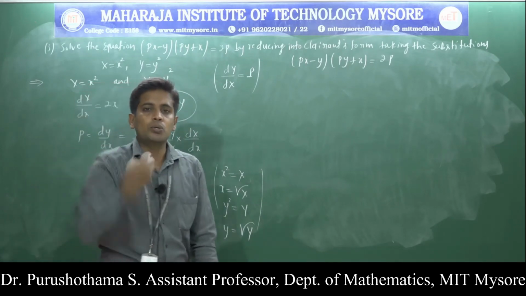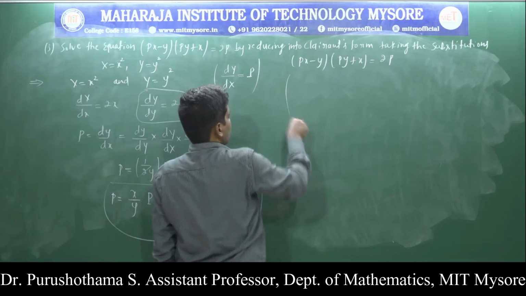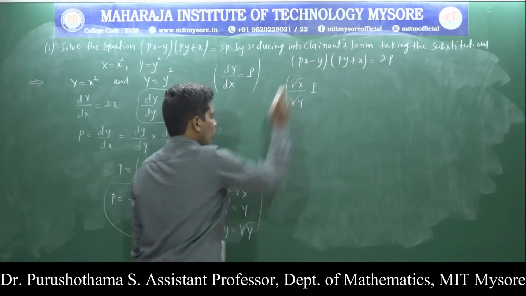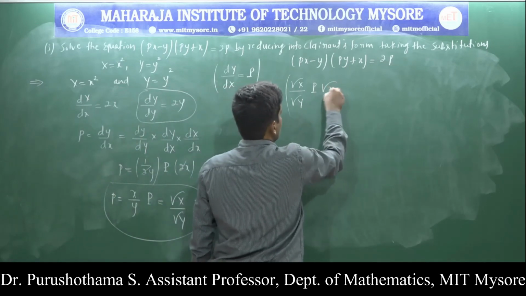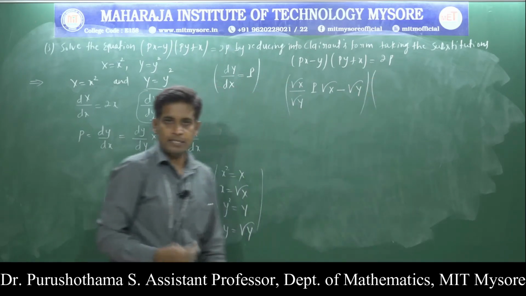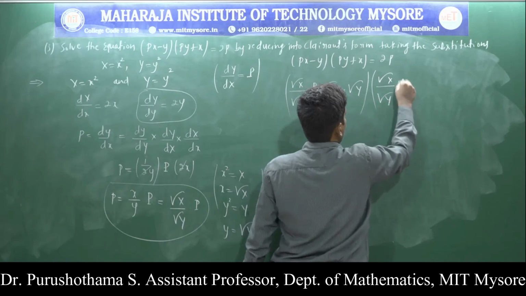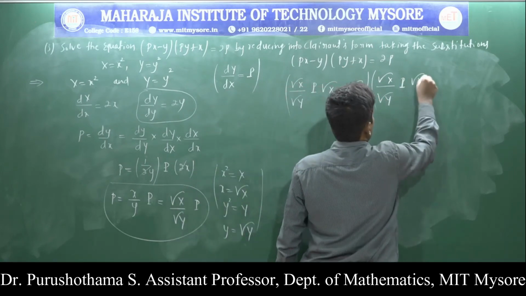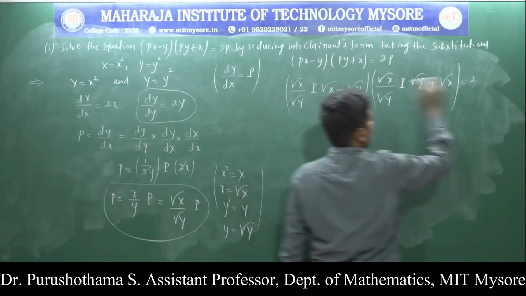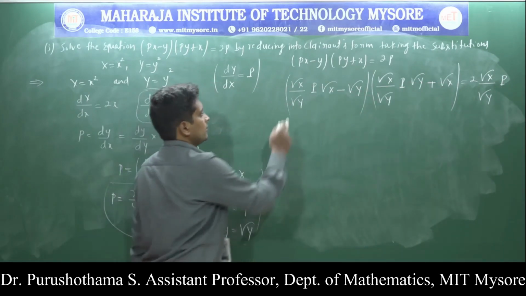In this equation, we are going to use the p value. p is root of capital X divided by root of capital Y into capital P. Therefore, (root of capital X divided by root of capital Y into capital P times root of capital X, minus root of capital Y) into (root of capital X divided by root of capital Y into capital P times root of capital Y, plus root of capital X) is equal to 2 times p, where p is root of capital X divided by root of capital Y into capital P. Now simplification for this condition.